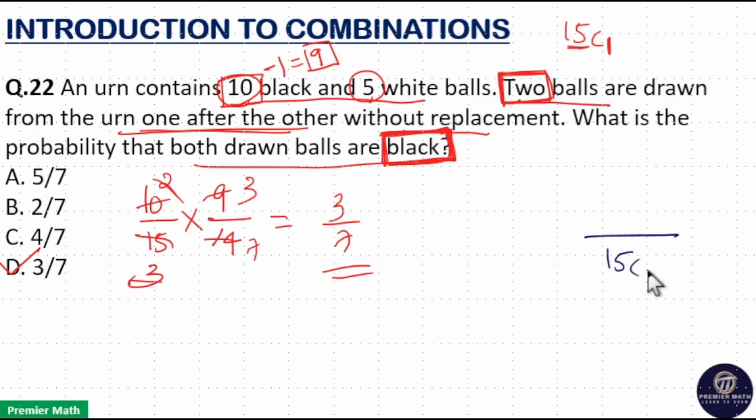So 15C2 is your total outcome. Now you are selecting 2 black balls. To get 2 black balls, you should select them from 10 black balls. So 10C2 is your favorable outcome. Now if you solve this, you will get 3 by 7.